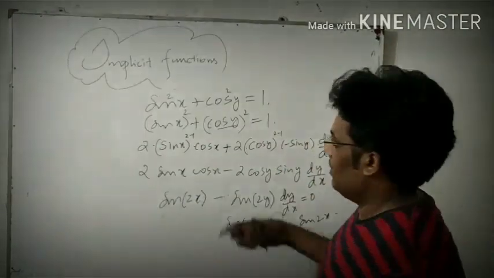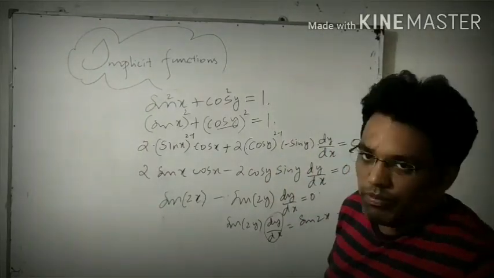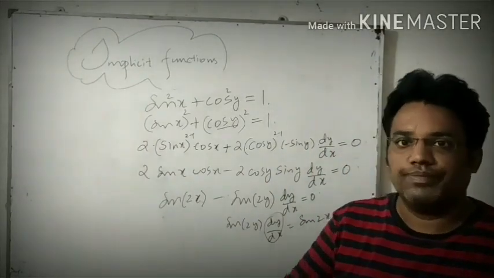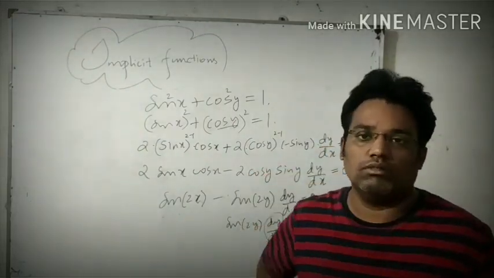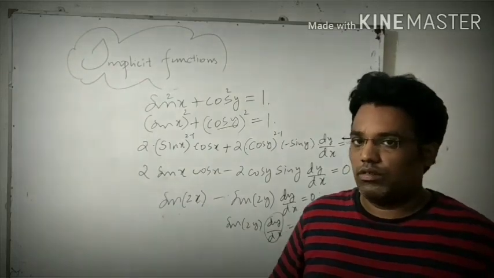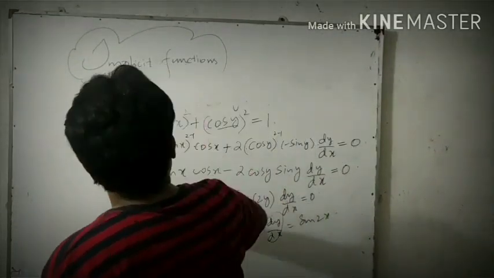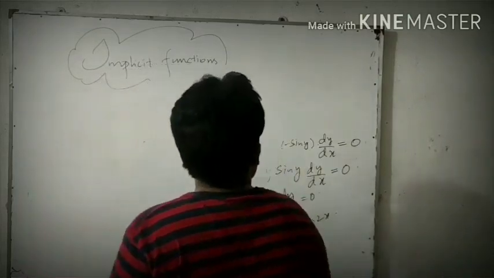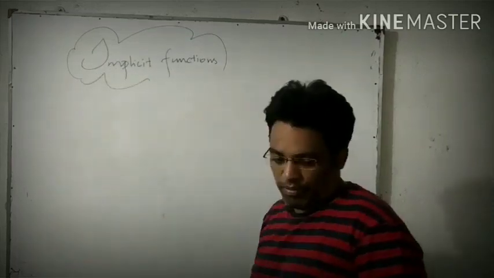So in these implicit functions, you have to be very clear with the variable and composite differentiation. That's what y square composite differentiation clarity, that's very important. So let's take up one more problem.